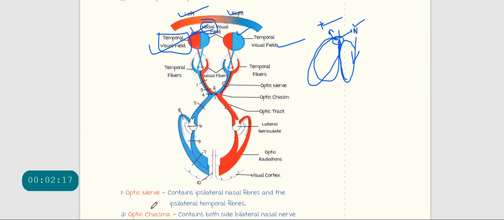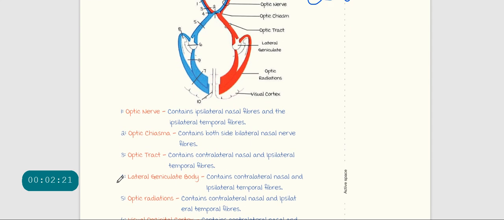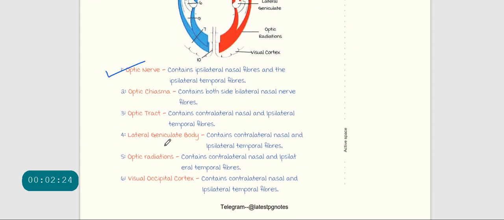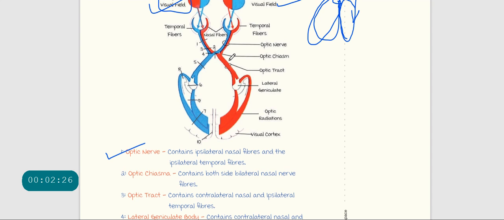Now talking about the path, beginning with the optic nerve. First there is the optic nerve, as you can see. Then comes the optic chiasma, then the optic tract. Then there are the lateral geniculate bodies, and then comes the optic radiation, which ultimately goes to the visual cortex. We have studied this diagram in our previous lectures also. You can refer to that.